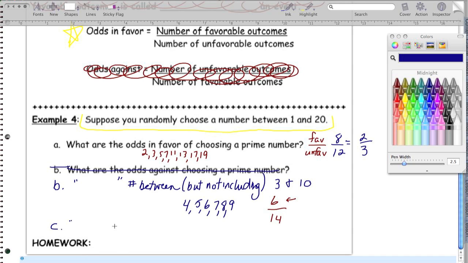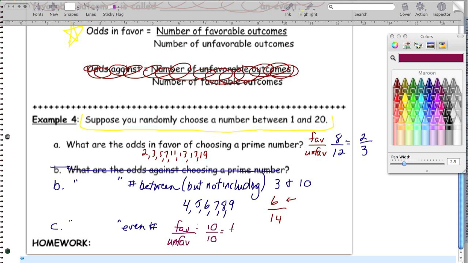How about odds in favor of choosing an even number? Okay? Odds in favor. So how many favorable outcomes do we have? What are our favorable outcomes? Our favorable outcomes are any even number. So 2, 4, 6, 8, 10, 12, 14, 16, 18, and 20. And there's a total of 10 of them. We have 10 favorable outcomes over the things we don't want, the unfavorable. Our unfavorable outcomes would be any odd numbers. 1, 3, 5, 7, 9, 11, 13, 15, 17, 19. We have 10 of those.